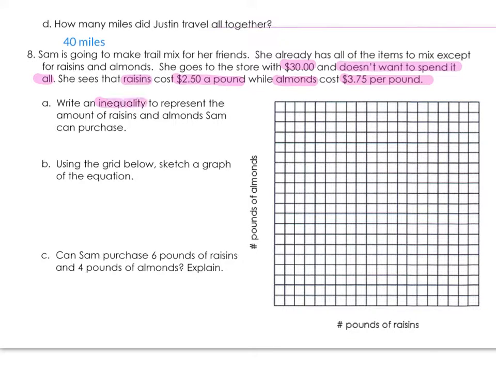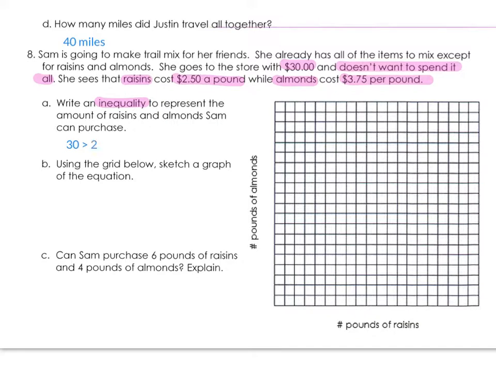So we need to write an inequality. We know that we're not having an equation, so it means no equal sign: either less than, greater than, less than or equal to, greater than or equal to, to represent the amount of raisins and almonds Sam can purchase. Let's start off with, we know that she has to spend less than $30. So I'm going to start with the $30. So 30 is the most. What she spends is coming next, so that has to be less than.